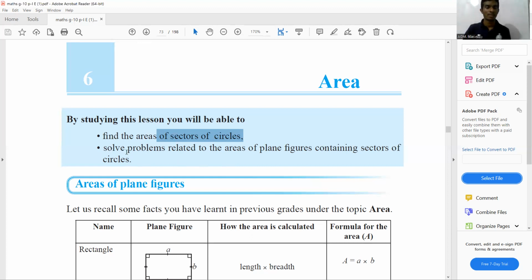So here, the second purpose of this unit is to solve problems related to the areas of plane figures containing sectors of circles. That means we are going to find the areas of compound objects in which sectors are involved. For example, a sector and a circle, like that. So these are called compound objects.